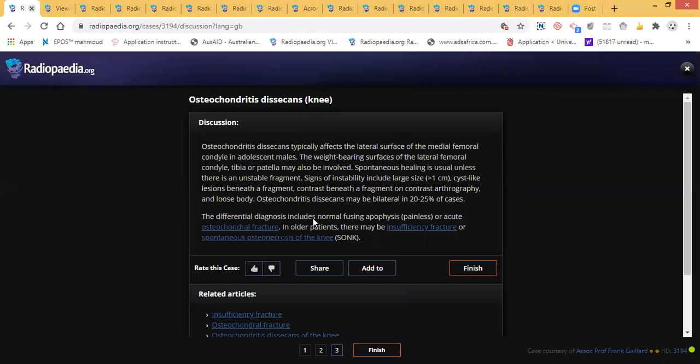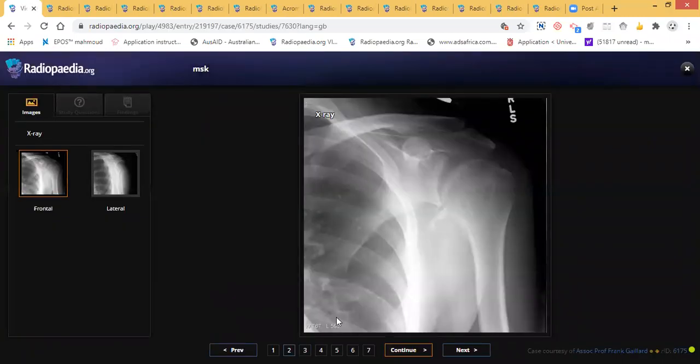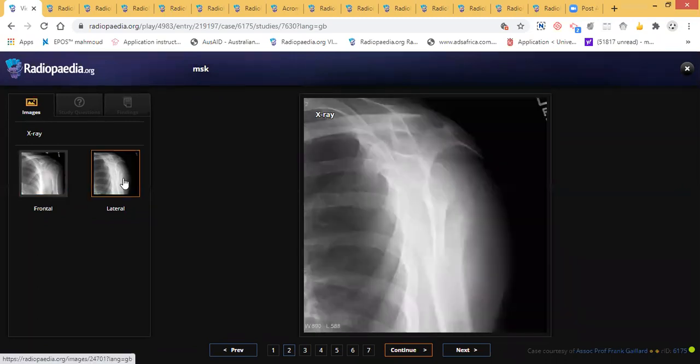And in an older patient, maybe you consider insufficiency fracture or SONK. We will see what SONK is after a while. So what could it be? And here the Y view, the Y view, yes.